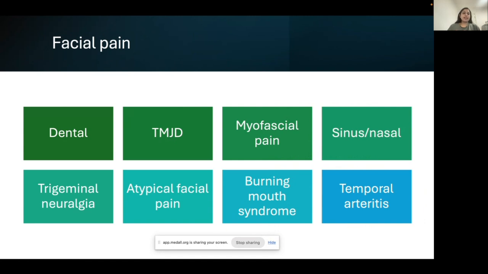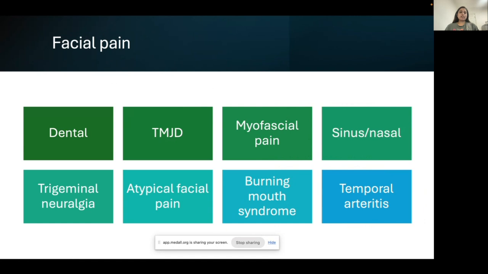So obviously dental pain, really, really common. People will say, my tooth is hurting. It can be well localized or poorly localized, so it's difficult to tell sometimes, but it's normally triggered by eating hot, cold, or sweet foods. I'm sure we've all had some sort of dental pain. We know what it feels like. We give some analgesia and refer to a dentist to deal with it.